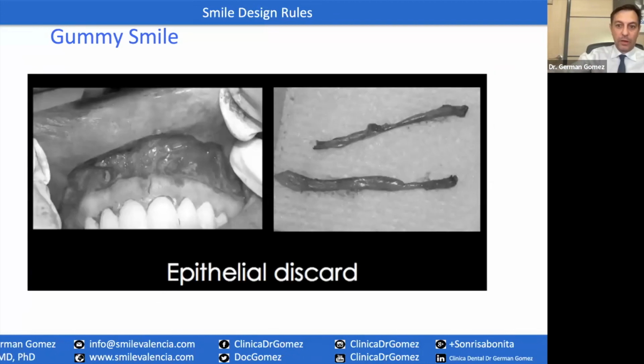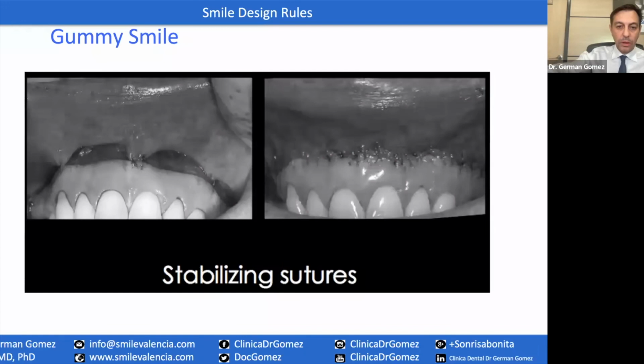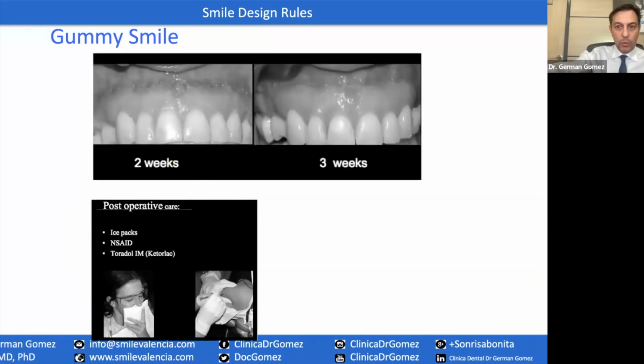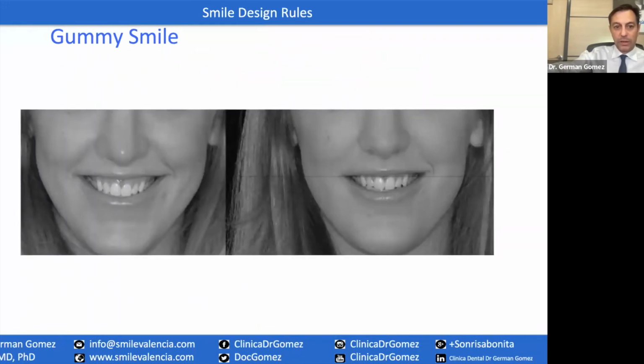So you see here how they attach that, okay? And after 2 weeks and after 3 weeks, it's completely healed out, and the patient doesn't smile as high as before, okay? This is also a possibility if the teeth have the right size and length, and we cannot take away more of the gum, then maybe that is an option.